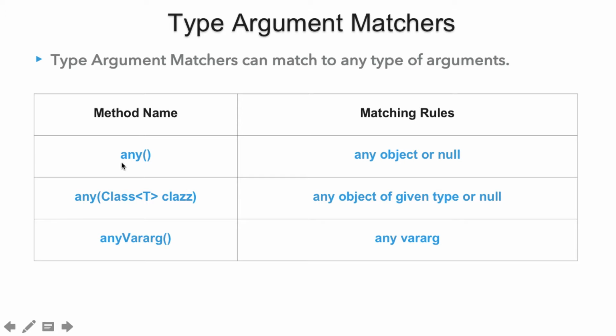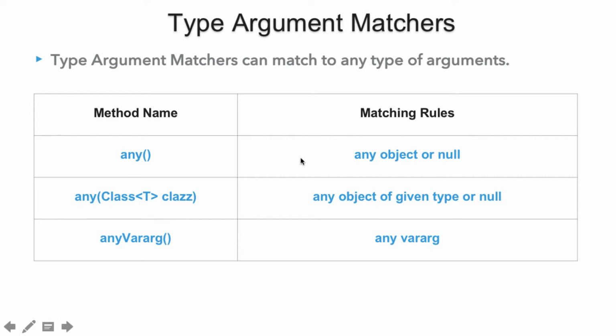So that 1234 is a fixed value, and instead of a fixed value you want it to take either any string or any particular type. Then there you can use this any method. If you see the matching rules, this any method can replace any object or null.